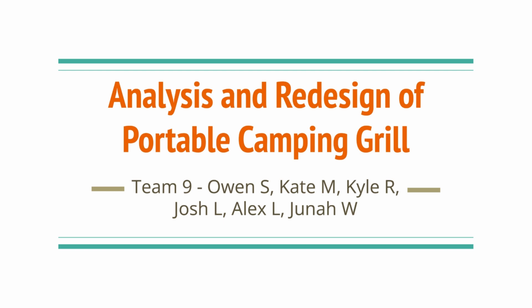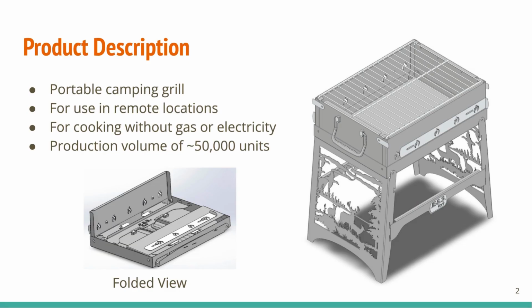Hello, we're Group 9 and we'll be looking at the analysis and redesign of a portable camping grill. So our product is the portable camping grill, and you can see in the folded view, this is how the consumer receives the product. They then are able to assemble it and build it to its standing position to use to cook, and we believe that about 50,000 units are produced a year.